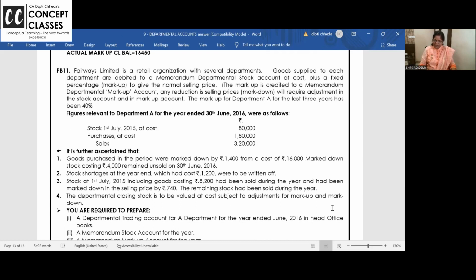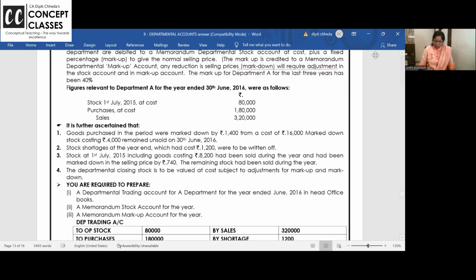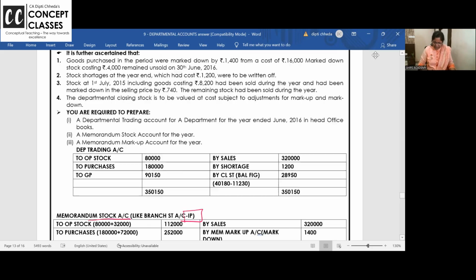Fairways Limited is in the retail organization. Goods are supplied to each department and are debited to memorandum stock account at cost plus a fixed percentage to give the normal selling price. Markup is credited to the markup account. Any reduction in the selling price, see, markup means the profit. 100 में 20, 120. कभी कभी मार्केट वैल्यू 115 हो गई तो 5 रुपए क्या हो गए? मार्क डाउन. Yeah. Now, opening stock at cost is 80,000.